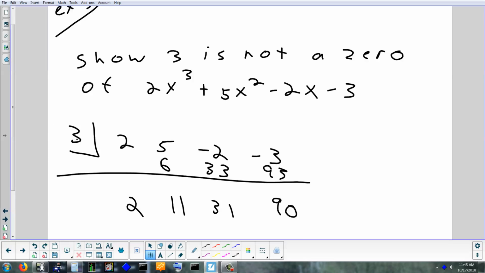Okay, any question on that one? It's kind of another practice with synthetic division. All right, so now we'll put synthetic division and the rational root theorem together.